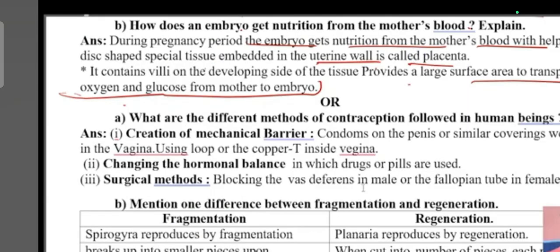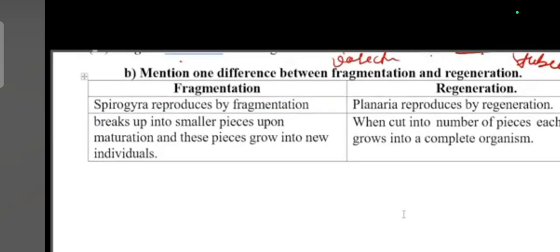What are the different methods of contraception followed in human beings? Creation of mechanical barriers, changing the hormonal balance, surgical methods. Next, the difference between fragmentation and regeneration.